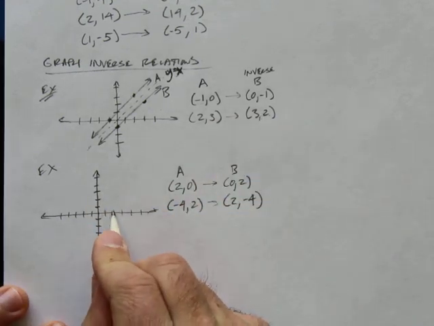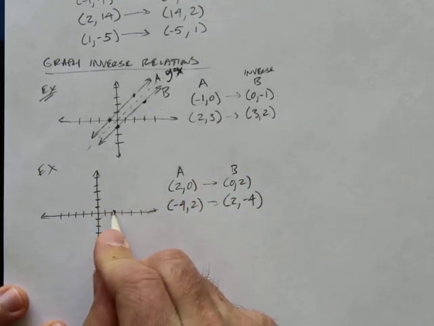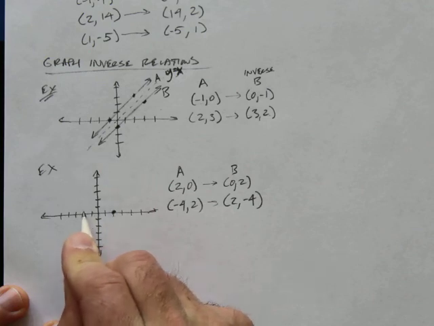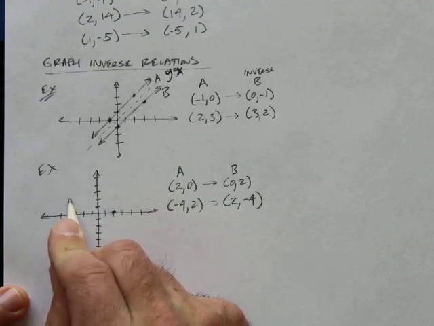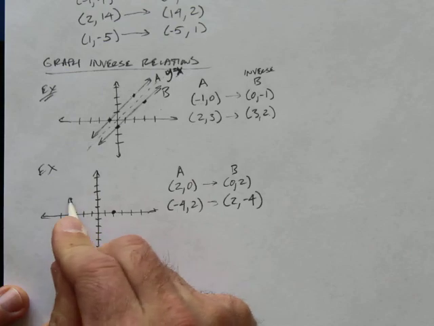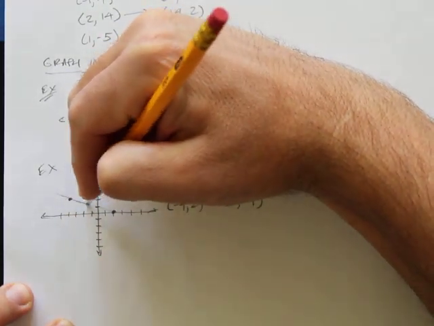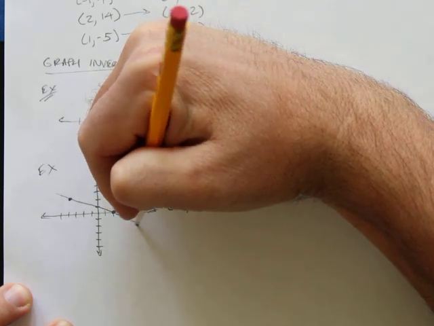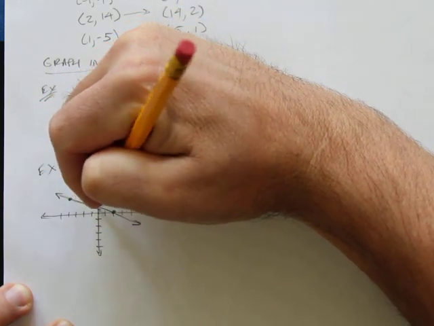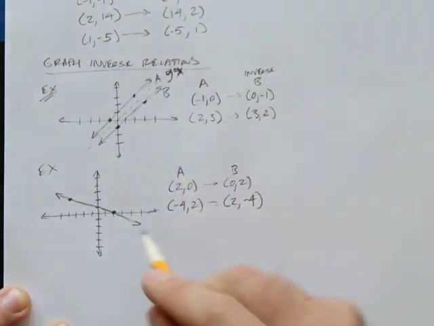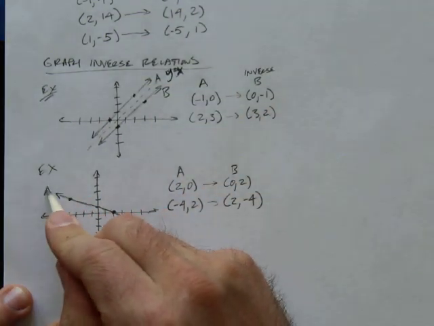So 2, 0 is our first point. And then -4, 2. 1, 2, 3, 4. And then up 2. There we go. -4, 2. And so let's draw this line, like that. Remember, a line has arrows on each side. Okay, and so this one was A.